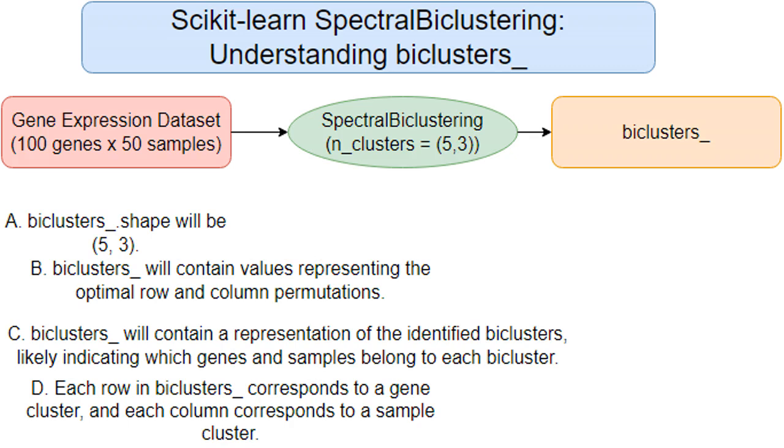I have a dataset with measurements of the expression level of 100 genes in 50 different samples. Each measurement gives a value reflecting the activity level of a specific gene in a given sample.